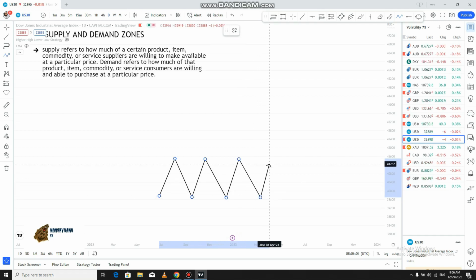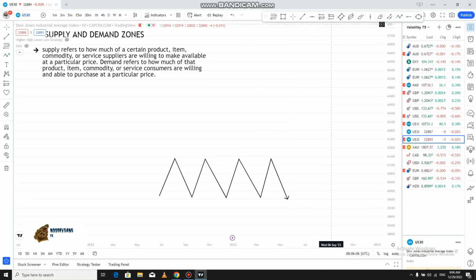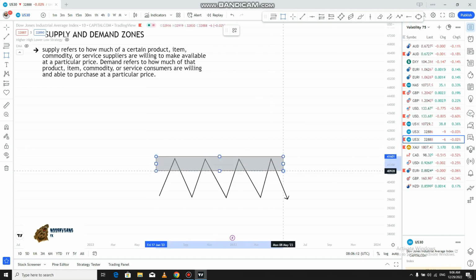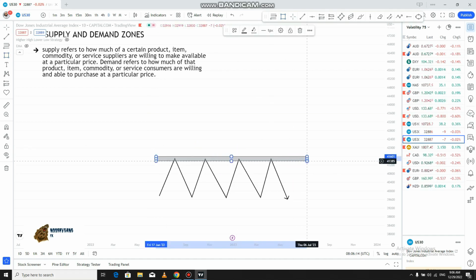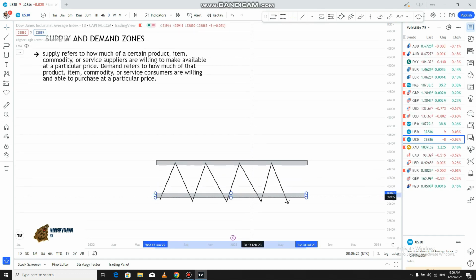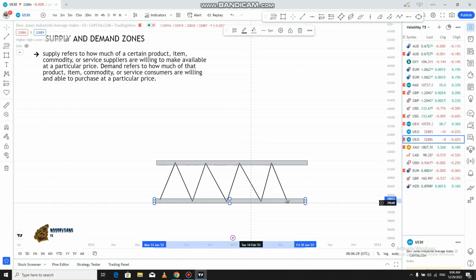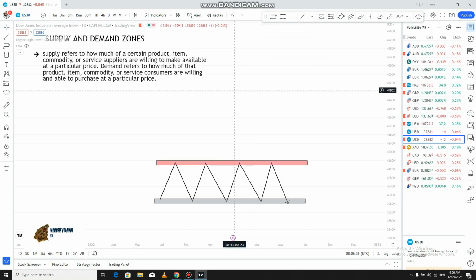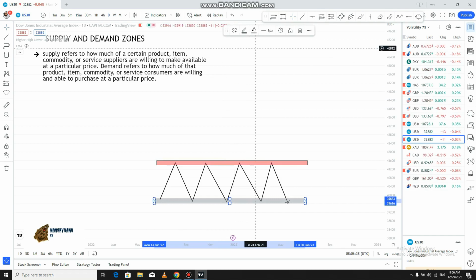Okay, so we have a zone here. Just hold on, guys. And we have another zone here. Okay, so I'm going to be changing this to red, and this should be green.